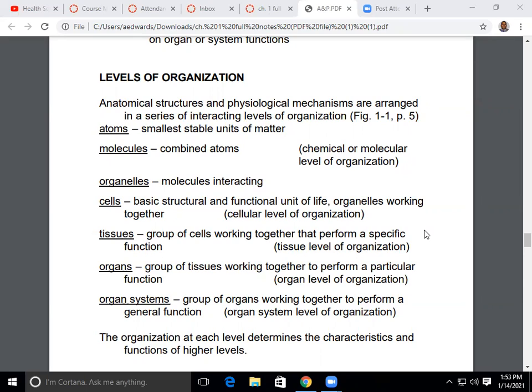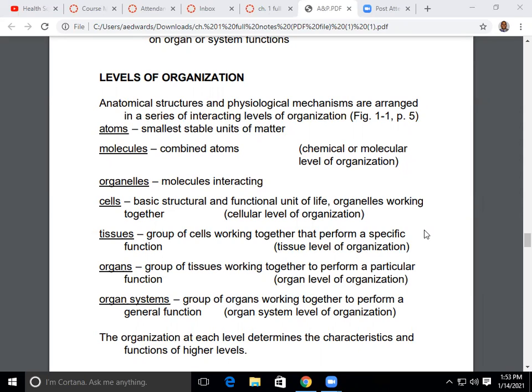So if we start out at the smallest level, it's the chemical or molecular level, okay? I would just say chemical level for the sake of your exams, because you're going to have to organize these on an exam and put them in order. And I might say from smallest to largest, or largest to smallest. So you have to go either way, but you have to know the levels, okay?